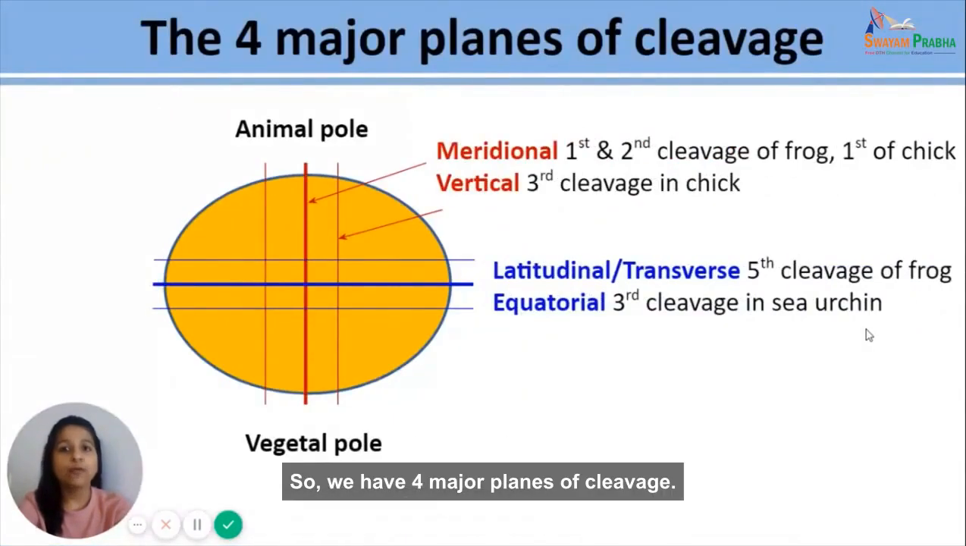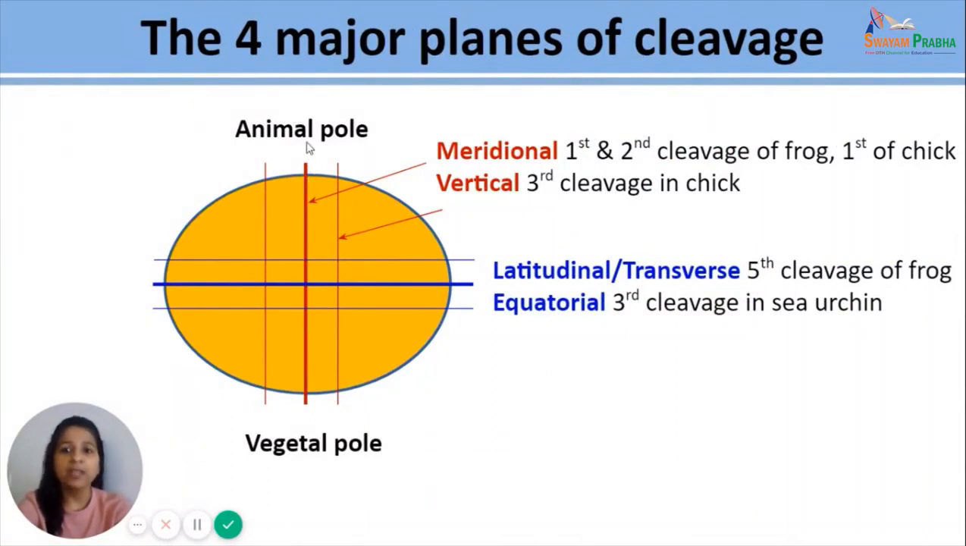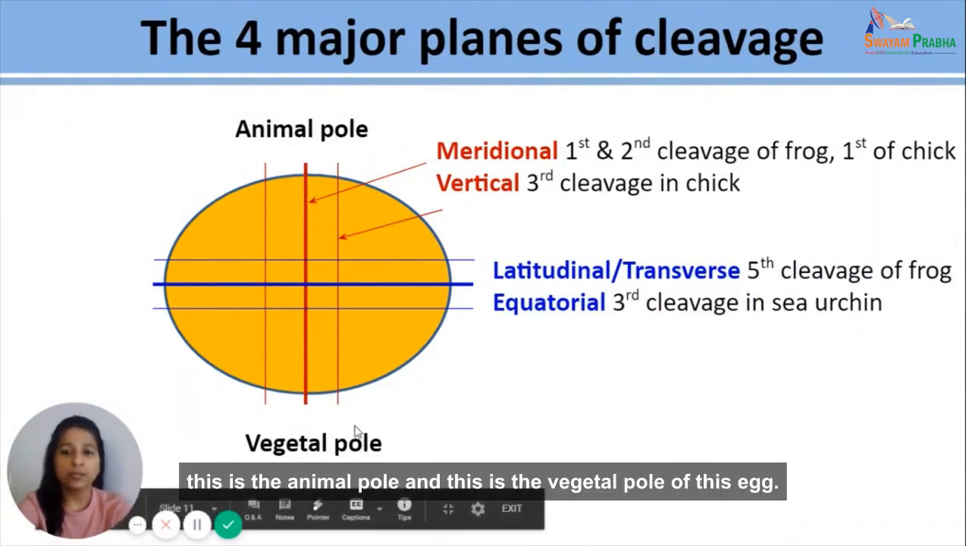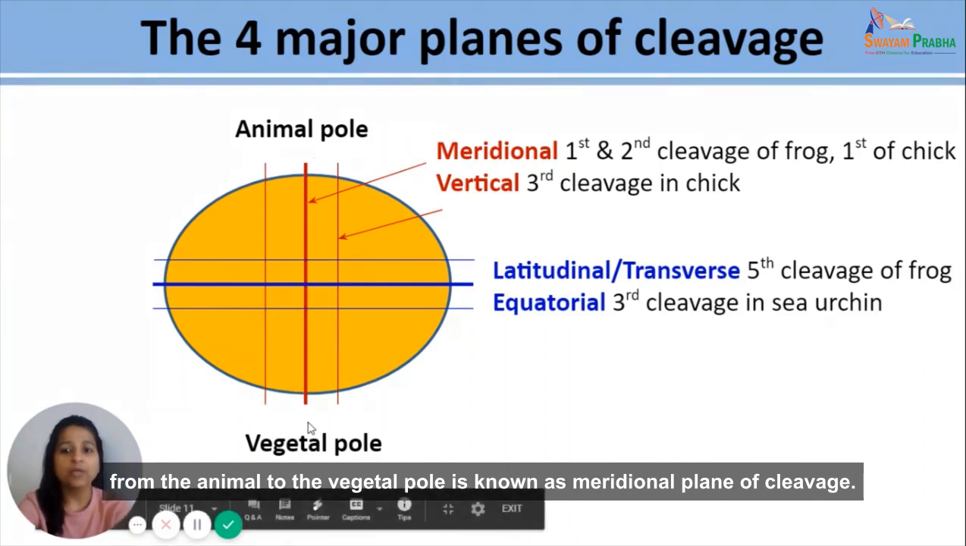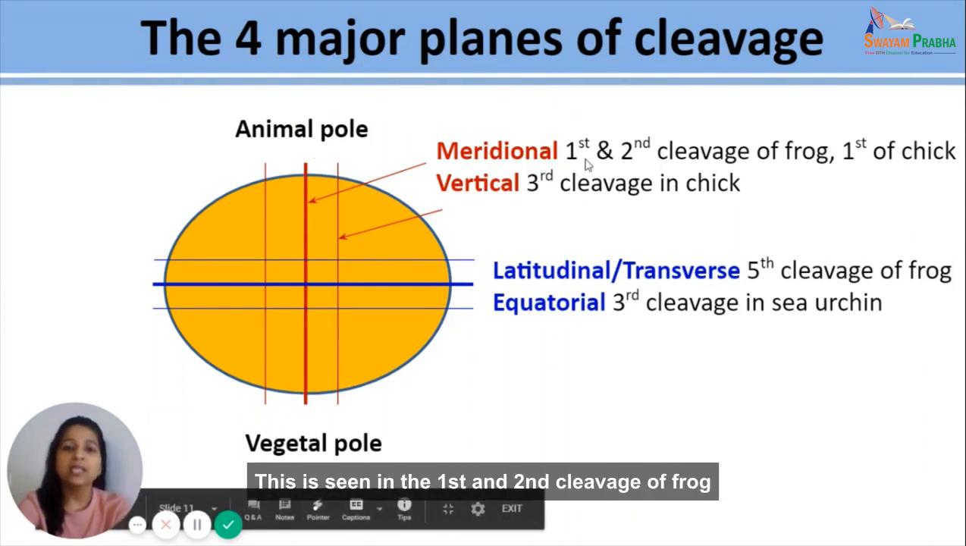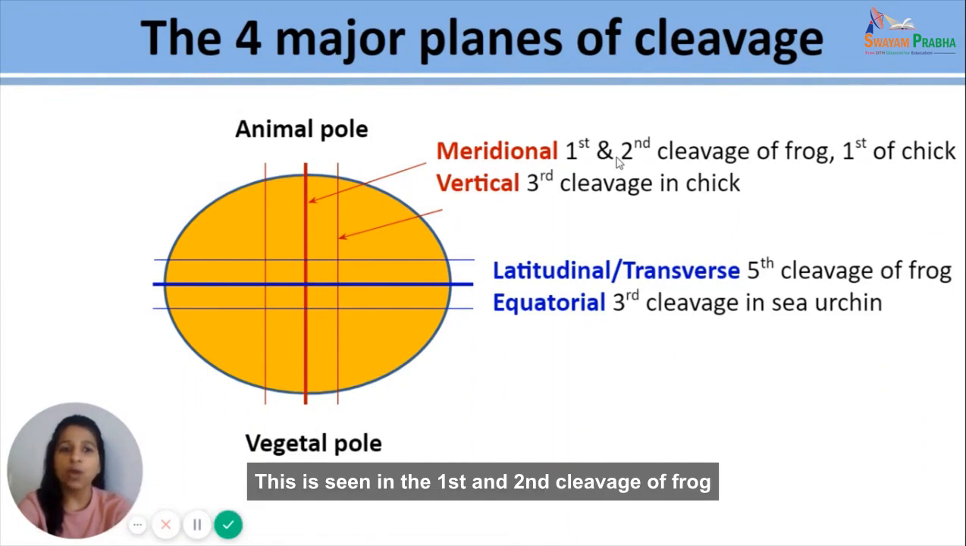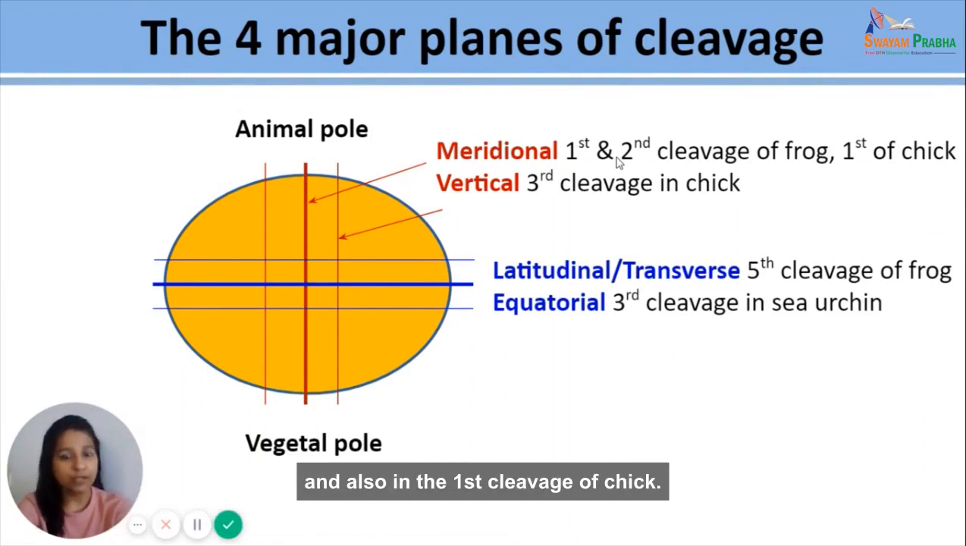So we have four major planes of cleavage. Considering this is a hypothetical egg, this is the animal pole and this is the vegetal pole of this egg. The plane of cleavage which is passing through the center of the egg from the animal to the vegetal pole is known as meridional plane of cleavage. This is seen in the first and second cleavage of frog and also in the first cleavage of chick.